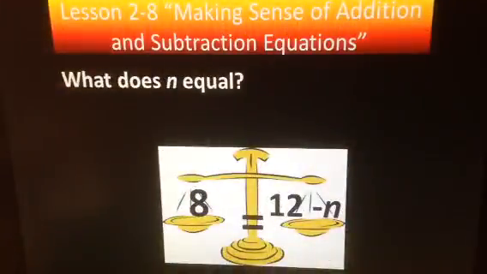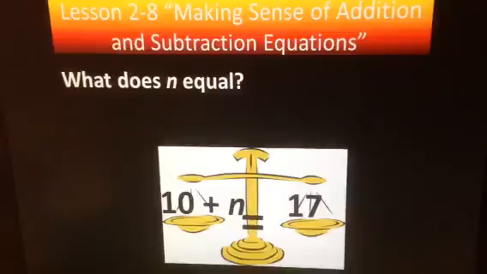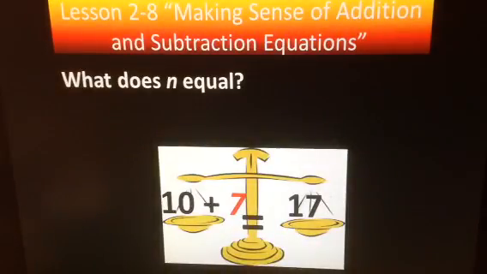What does N equal here? 8 equals 12 minus N. What would you have to add to 8 to make it 12? 4 in this case is what N equals. What does N equal here? N equals 7 here.